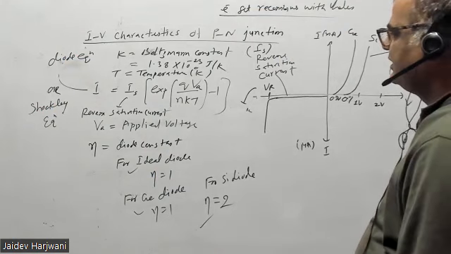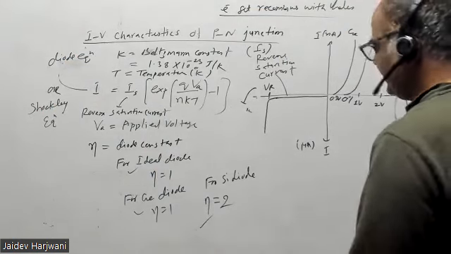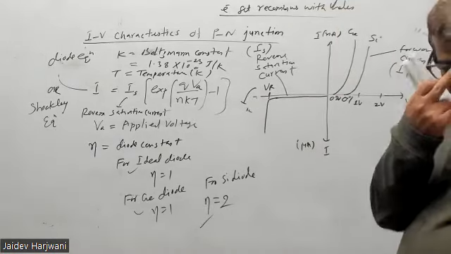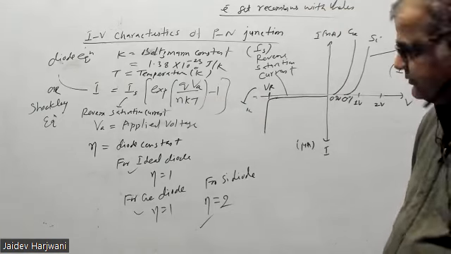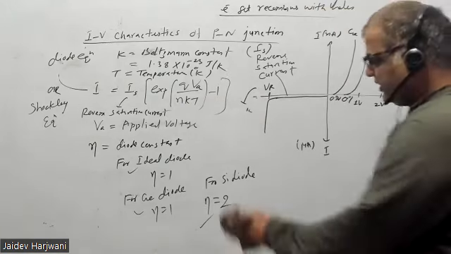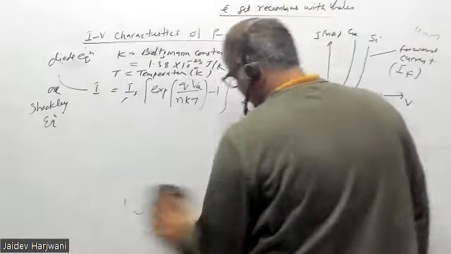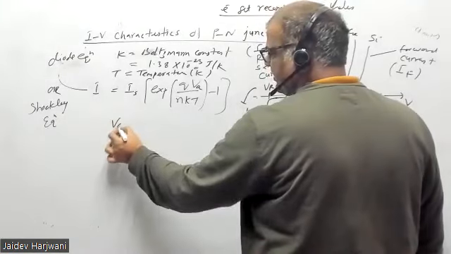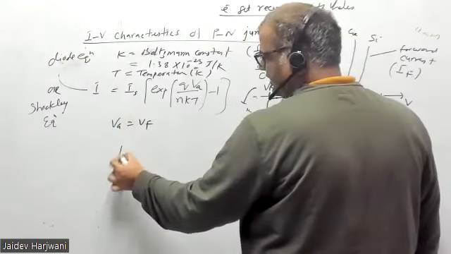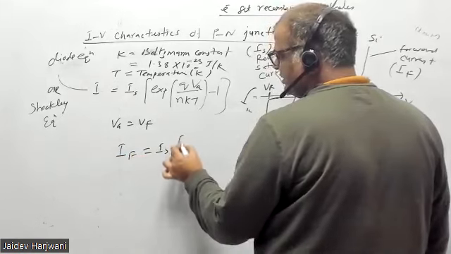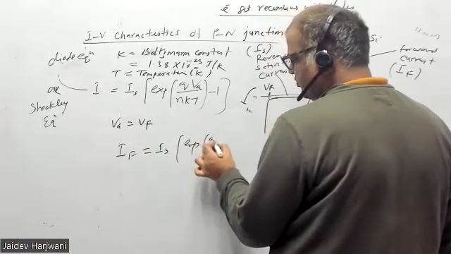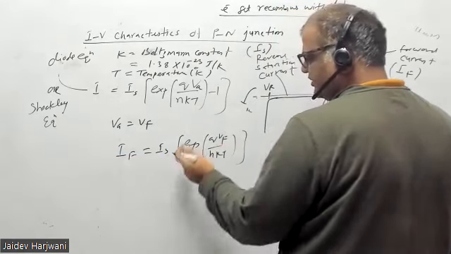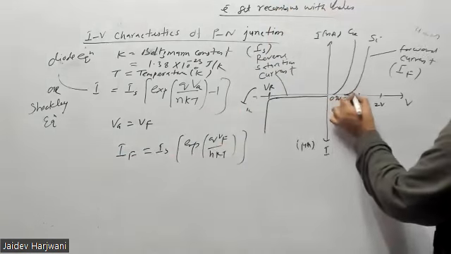Okay, so let me now explain this curve with this equation. Whenever we apply forward bias, I can write this current as I forward = IS exponential of Q VF upon eta KT, and I can neglect the minus 1 because it's an exponential current. So this will be my exponential current.